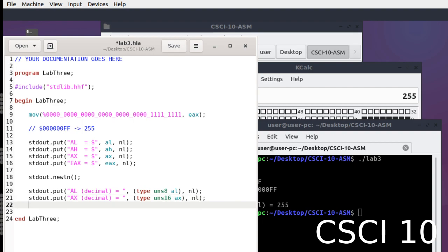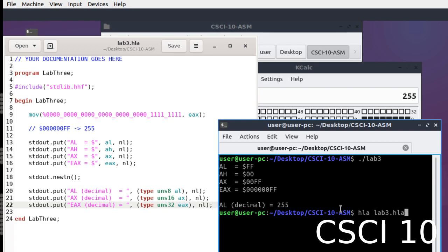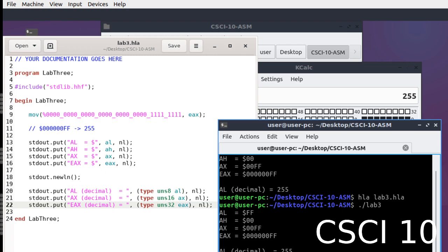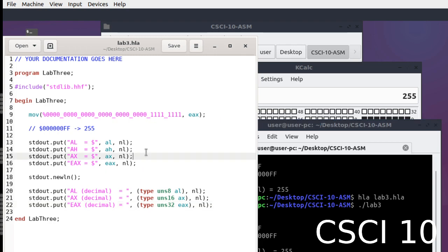And let's go ahead and use Captain Price's solution for the last part, which is EAX in decimal. I'm going to line these up. Uns32 because EAX is 32 bits of register. And then we'll look at that. The reason why these all look like 255 is that at the end of the day that's what the value is, an unsigned integer. Even if we consider all of EAX, all of the data is just there and the rest of it is sort of just zeroed out.